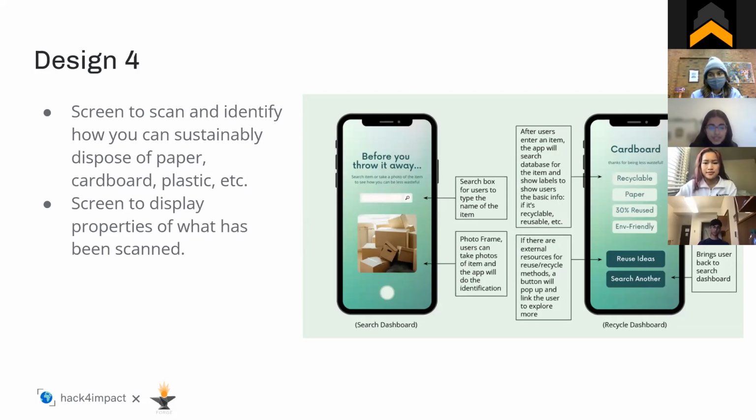You can either find some ideas on how to reuse it, or you can go back and search for another. So one thing to observe here is that a big factor in designing a usable tech product is the number of clicks you have to use to attain a certain result. One thing we could do with this existing design to minimize clicks and simplify user flow is, on the second screen, if the recyclable paper, 30% reuse, and environment friendly labels are made a bit smaller and put as tags at the top, then the reuse ideas could be listed on the screen itself without having to click a button to see those.